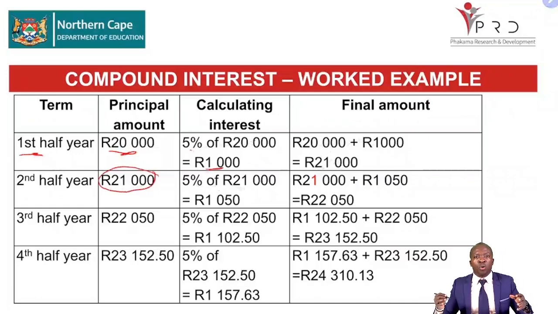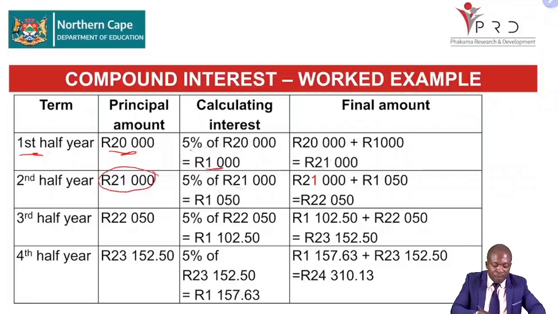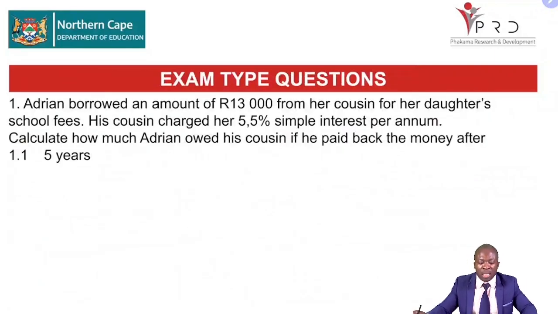If you are not sure, ask your teachers, ask them to pause the video so that you can look at it closely. Try it, press with the calculator, and you will see that you are going to get things correct. You don't just watch the video and you don't practice. This is mathematical literacy. We want you to be involved. You have to participate. That's how you're going to become better. So we have first half year, second half year, third half year, fourth half year. You do all of them. In the end, you're going to get 24,310 rand and 13 cents.